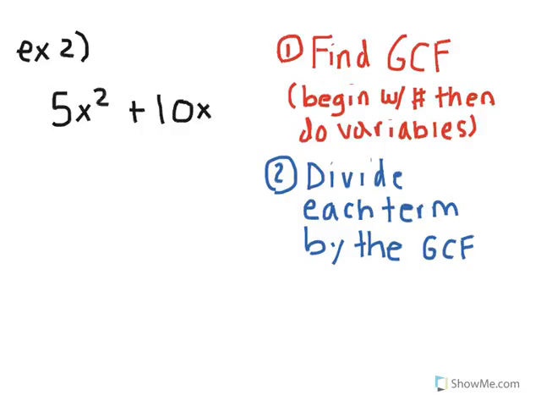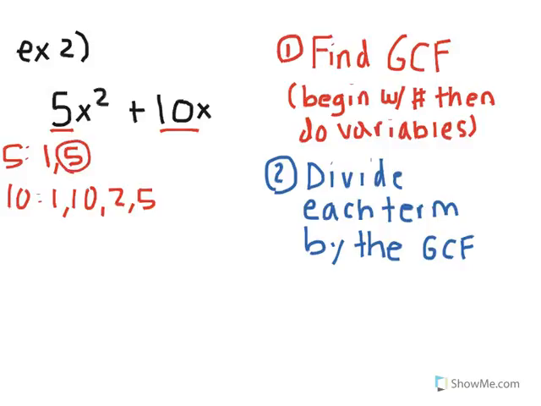Okay, here's another example. First off, I'm going to look at the numbers. We have 5 and 10. So 1 times 5 is equal to 5, and because 5 is a prime number, its only factors are the number 1 and itself. Now I'm going to list the factors for 10. 1 times 10 is equal to 10, and 2 times 5 is equal to 10. Simple enough. Now what's the greatest common factor between the two? It's going to be 5. So for the GCF, we have 5.